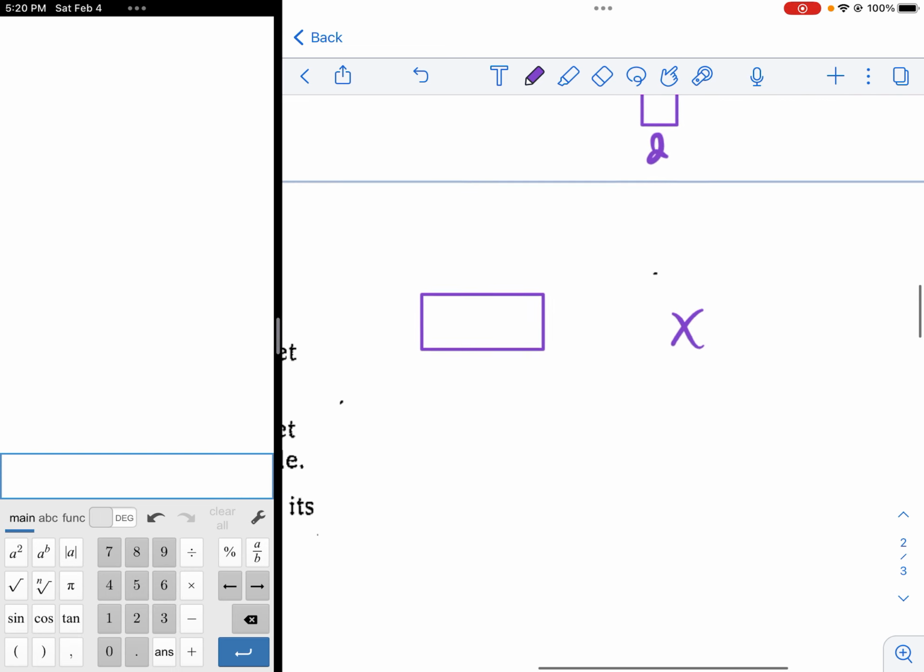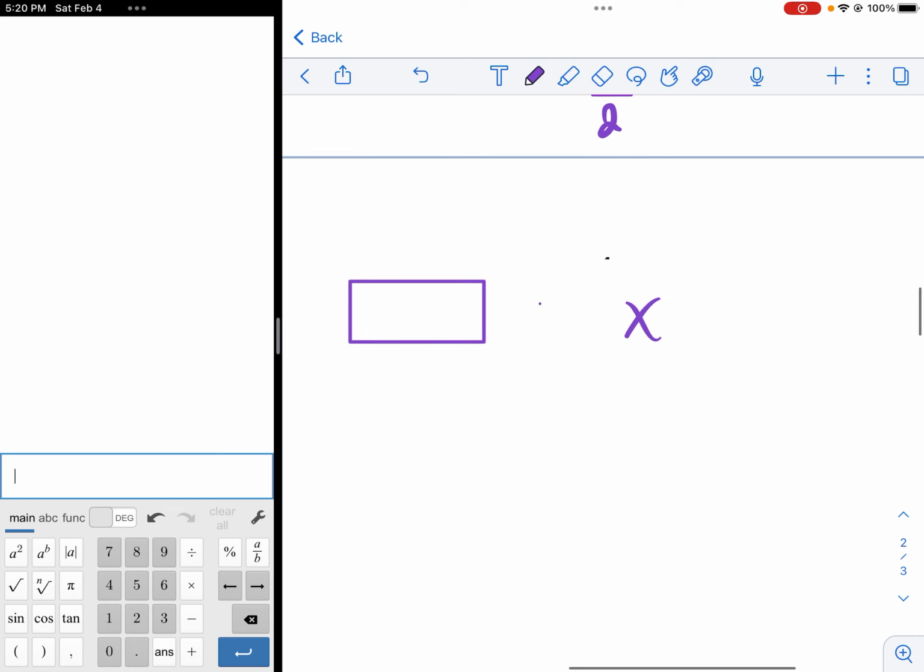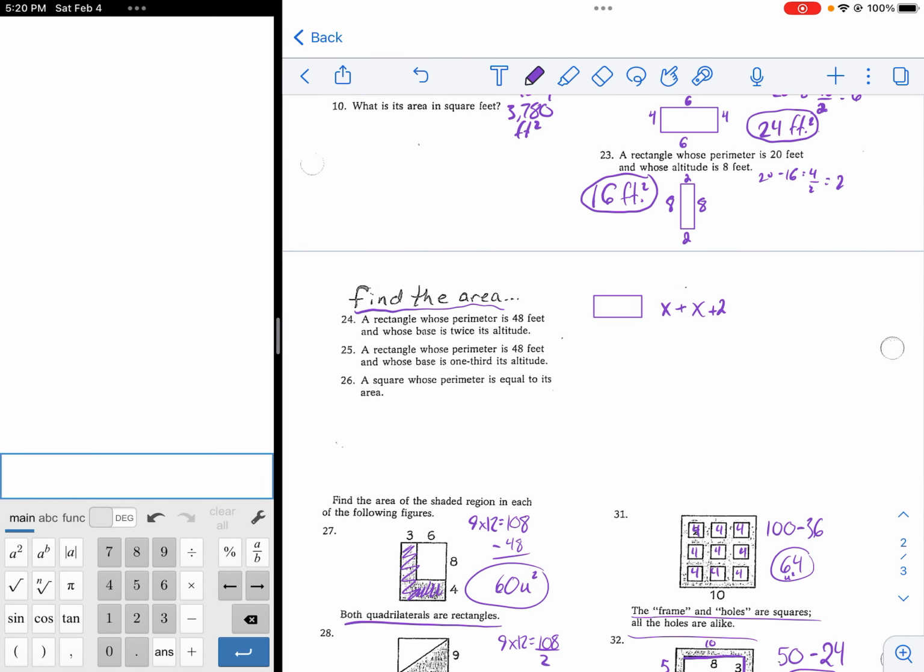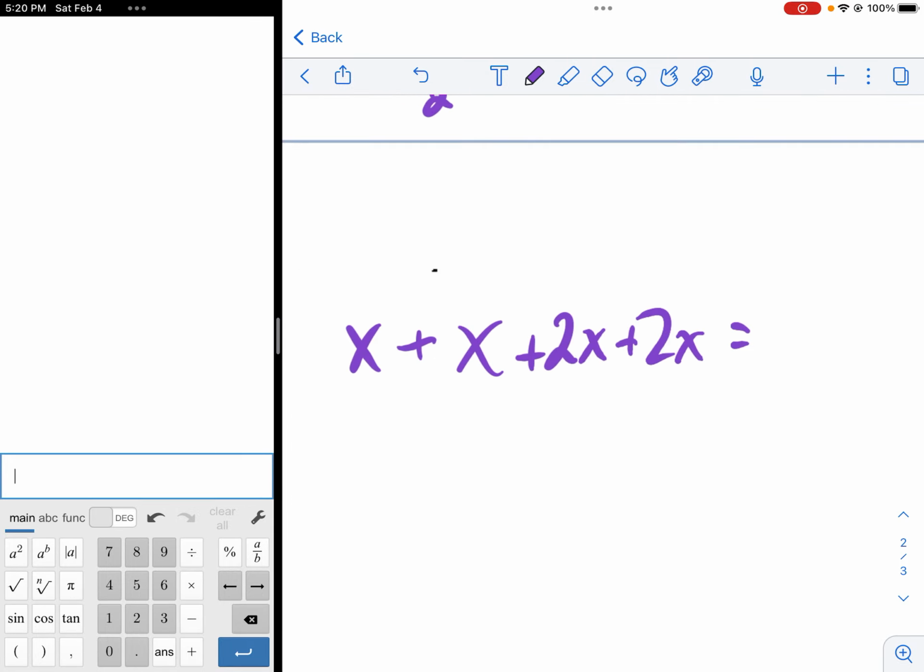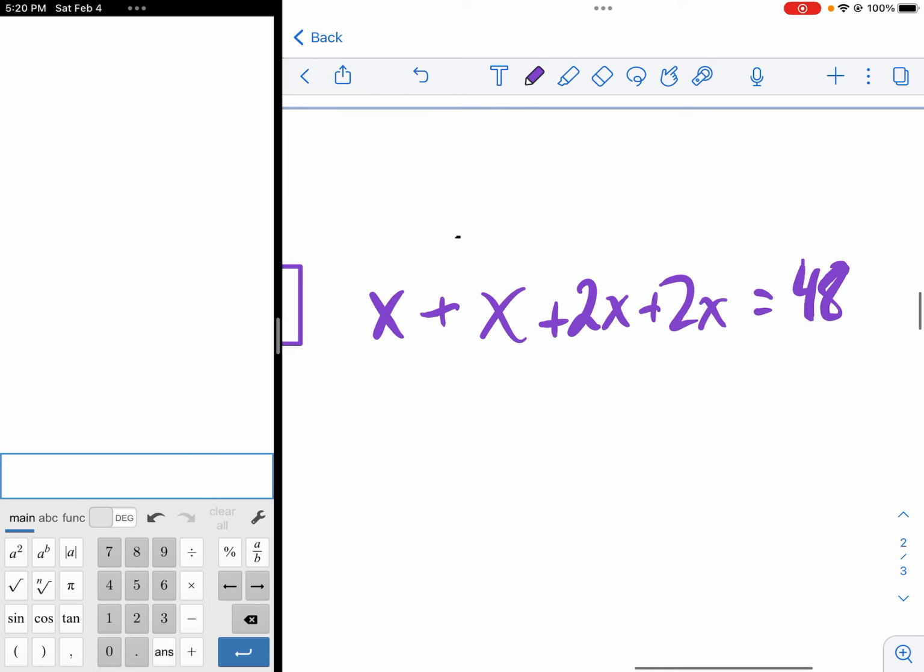So I'm going to go ahead and think about how do I find the perimeter? I just add up the sides. So if these are its 2 altitudes, x and x, its bases are 2x and 2x, right? And that's equal to, what do we say, 48 feet. That's a perimeter there. So then we can simplify our left side, which would be 6x equals 48. It gives us x is equal to 8.